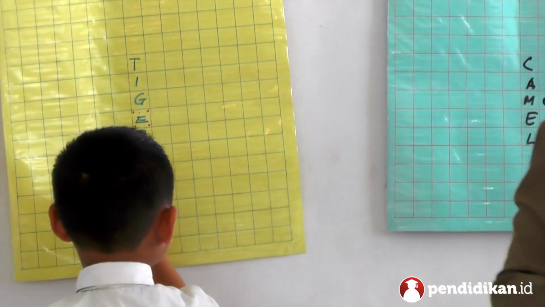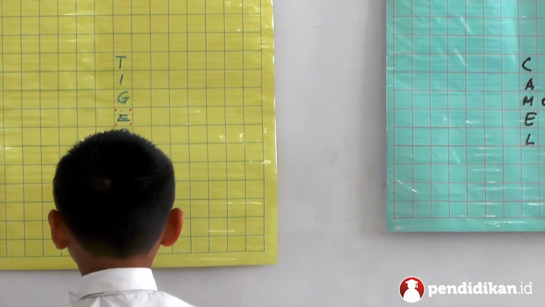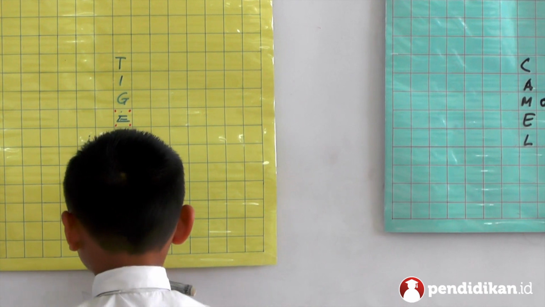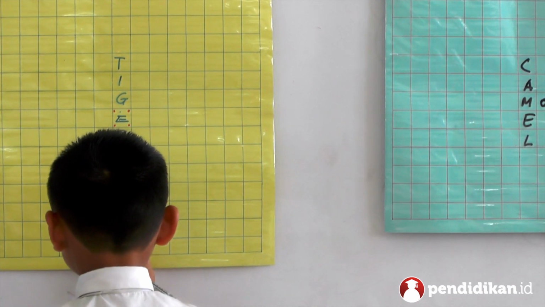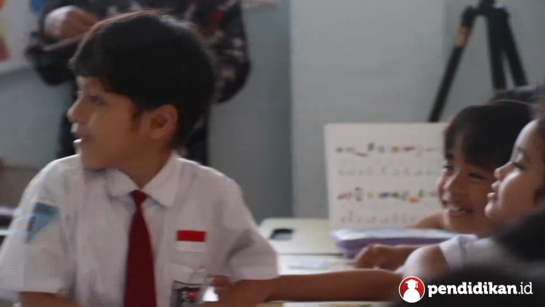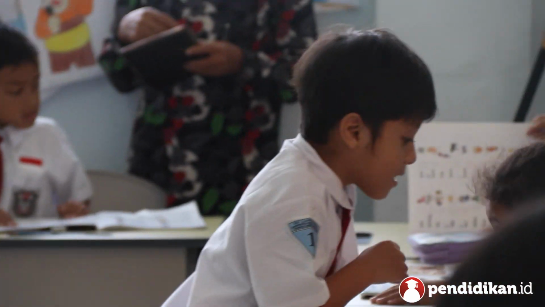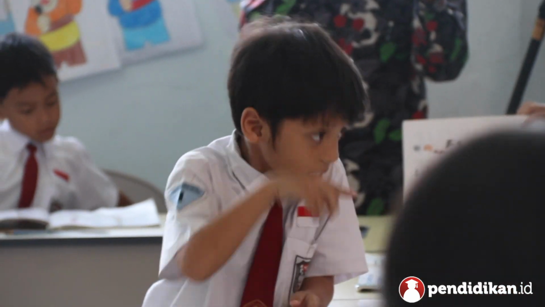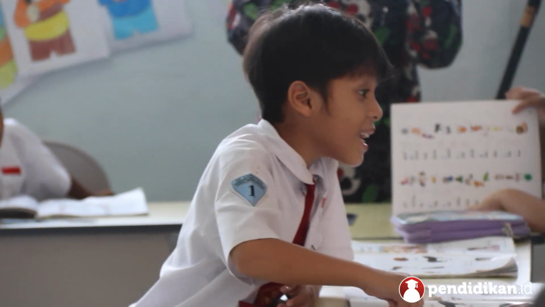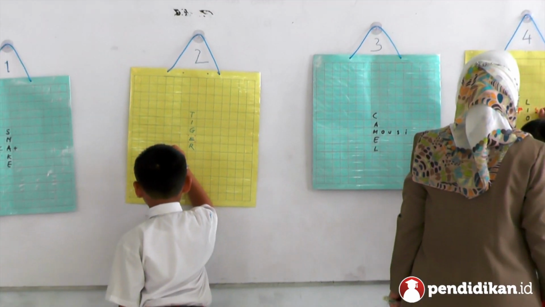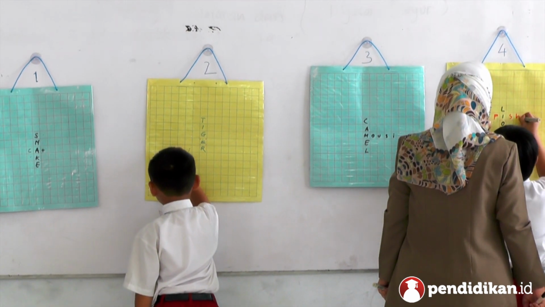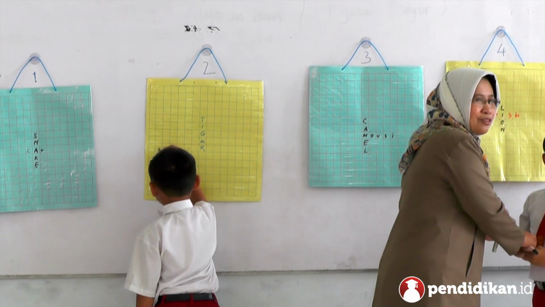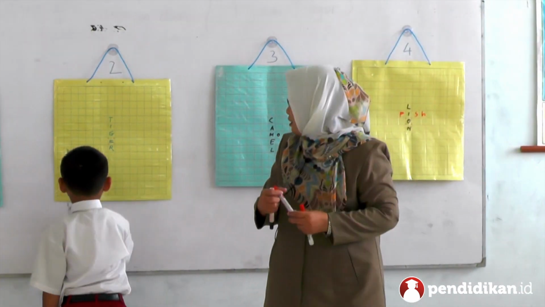Come on, group 4. Who is group 4? Okay, write what the name of the animal which has one of the alphabet here. Fish, good. Yes, fish, good. Okay, now.